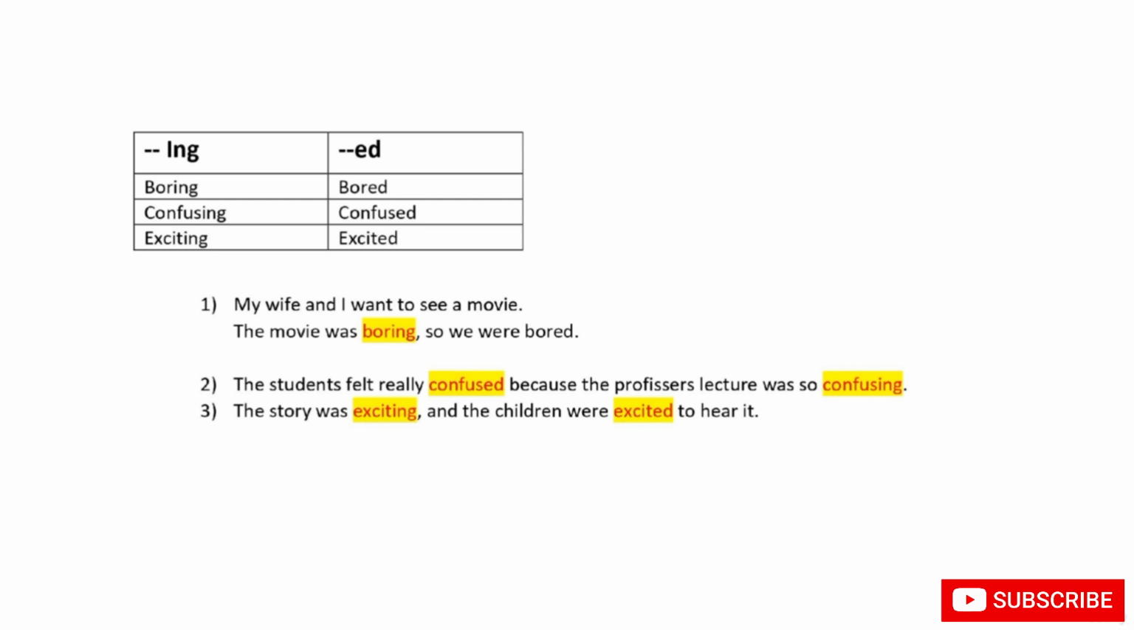Now you see 3 sentences on the screen. In each sentence, I want you to put an ing adjective in one blank and the ed adjective in the other blank. There's a clue at the end of each sentence to help you. Stop the video now if you'd like. Think about your answers, then play the video and check.